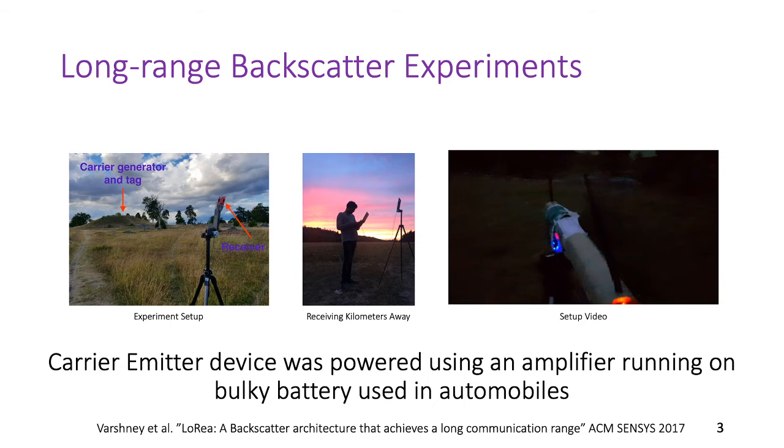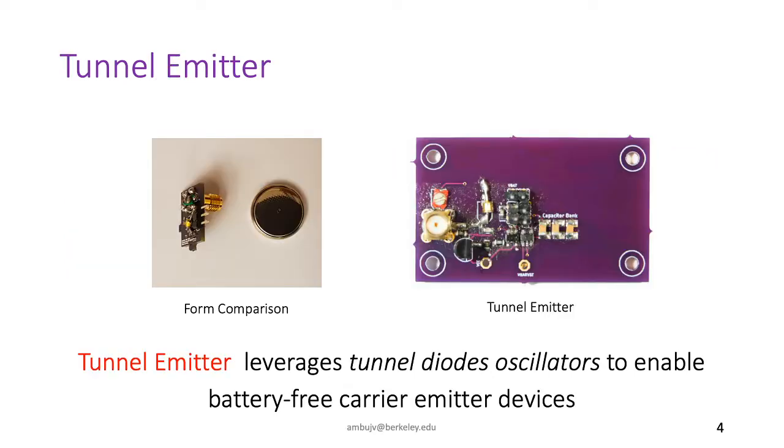And this is a challenge that we solve with our system, which we call tunnel emitter. Tunnel emitter can support similar communication range as we show with our long range backscatter system, but it can in its simplest form be as small as a small coin cell battery. Here we show the hardware prototypes for the tunnel emitter system that we designed as part of the work. It is able to achieve this while consuming tens of microwatts of power, which means that it could operate on this coin cell battery for years without even requiring duty cycling. Tunnel emitter is able to achieve this by leveraging tunnel diode oscillators.